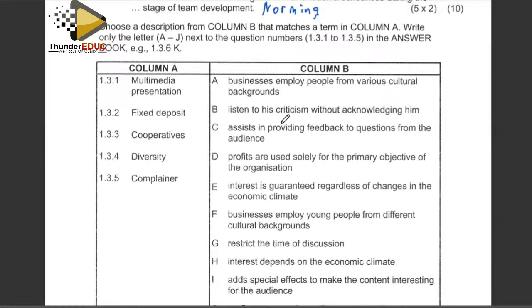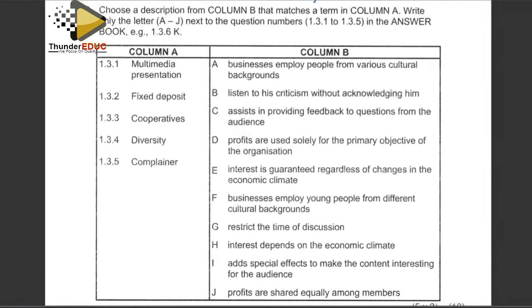So now if we check, we have add special effects to make the content interesting for the audience. So it means that our appropriate answer is going to be I, where it says add special effects to make the content interesting for the audience. Okay, right, grade 12s. Let's move on to 1.3.2, where we have fixed deposit.